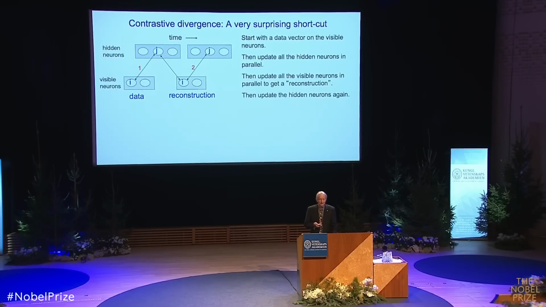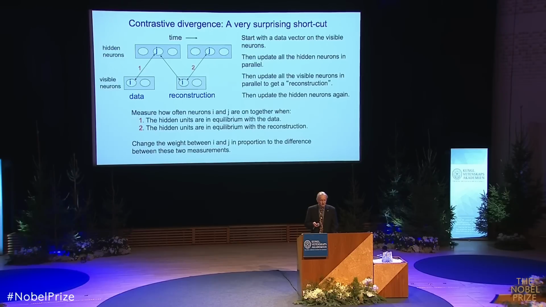You're done. And the way you do learning is you measure how often the neurons I and J, the visible neuron I and the hidden neuron J, are on together when you're showing it data and it's reached equilibrium with data. And you measure how often they're on together when you're showing it reconstructions and it's reached equilibrium with the reconstruction. And that difference is your learning algorithm. You just change the weights in proportion to that difference. And that actually works pretty well, and it's much, much faster. It's fast enough to make Boltzmann machines finally practical.